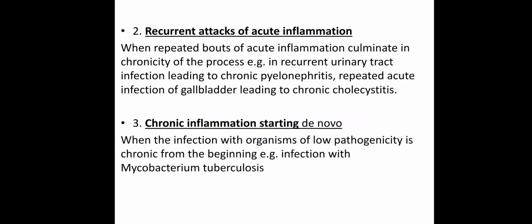Number two is the recurrent attacks of acute inflammation, when repeated bouts of acute inflammation culminate in chronicity of the process, for example in recurrent UTI, which leads to chronic pyelonephritis, repeated acute inflammation of the gallbladder leading to chronic cholecystitis. Then comes chronic inflammation starting de novo, when the infection with organisms of low pathogenicity is chronic from the beginning, for example infection with Mycobacterium tuberculosis.